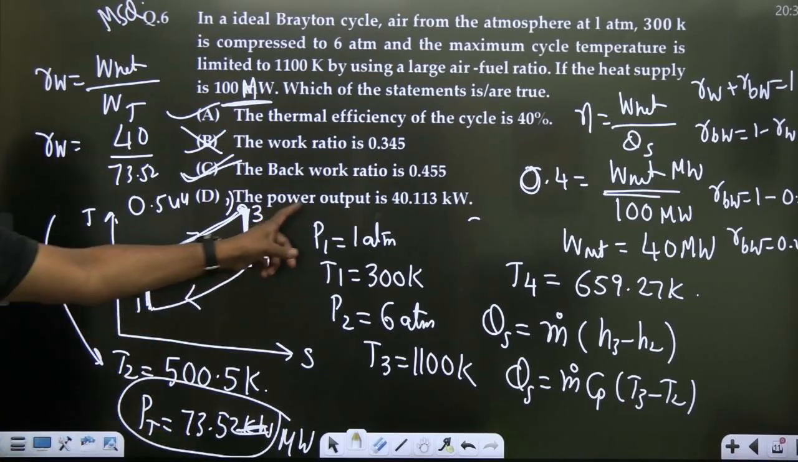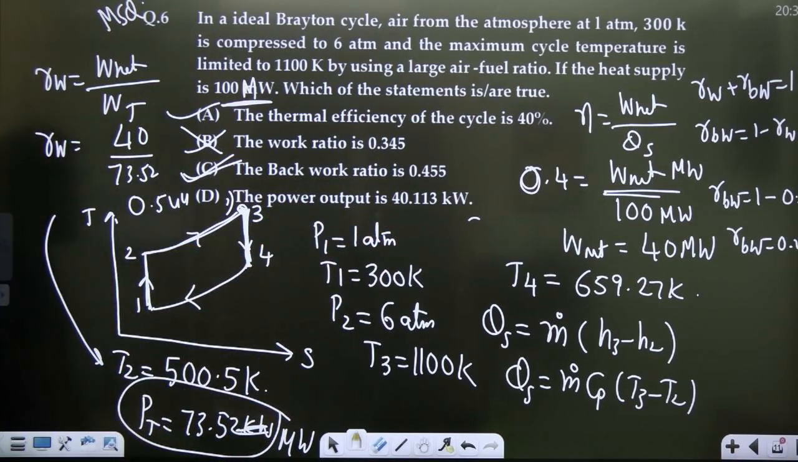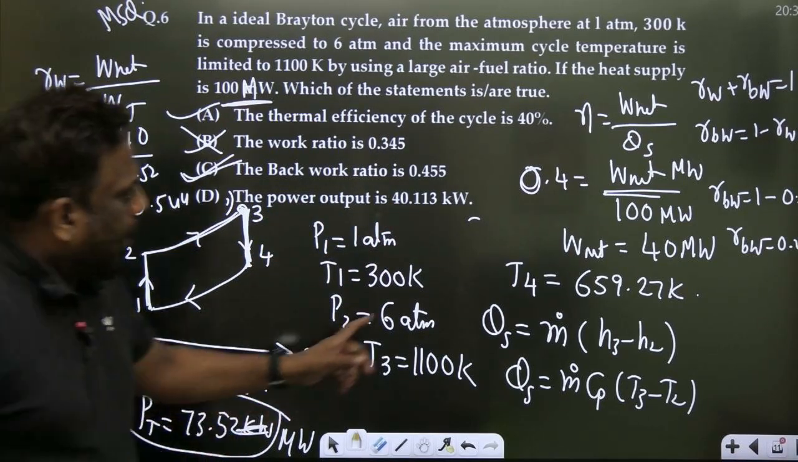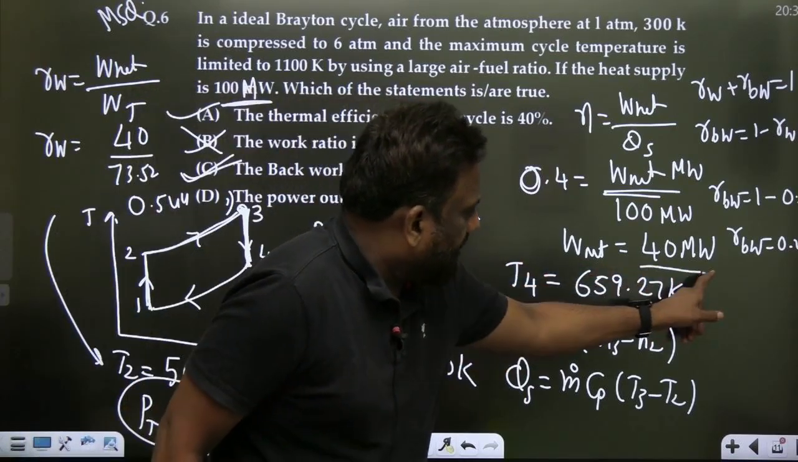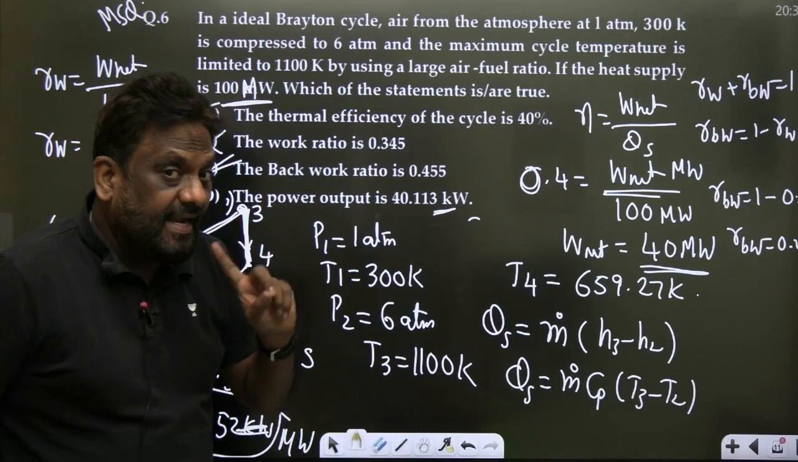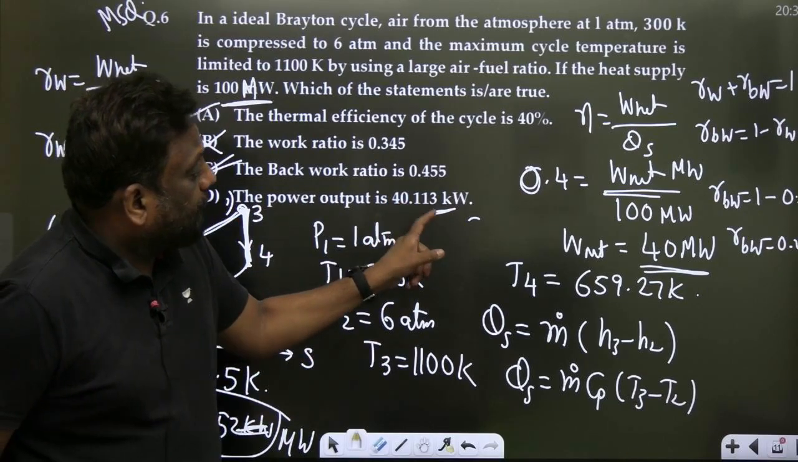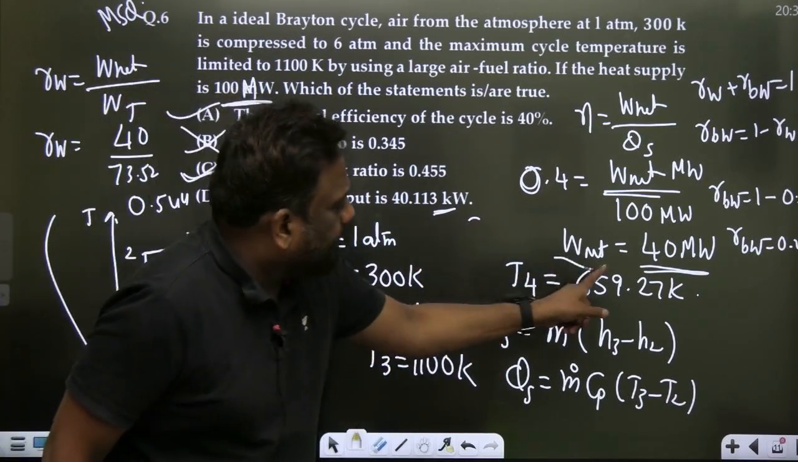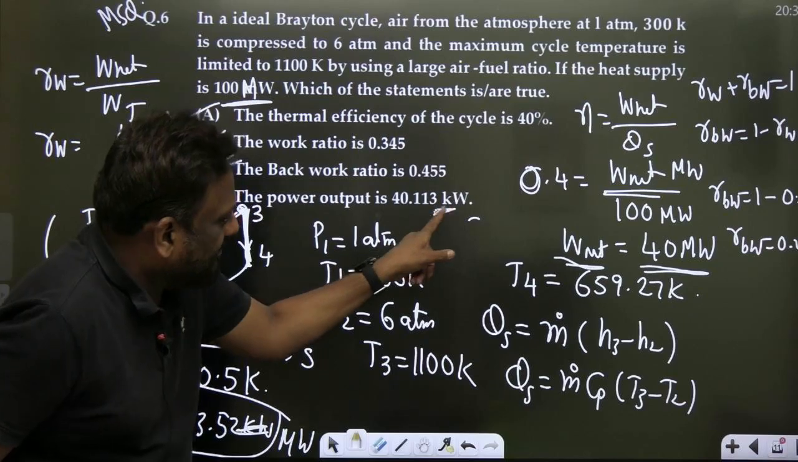Wonderful, sir. The power output is 40. Net power output from the turbine. Yes, the net power output is, listen carefully, 40 kilowatt. Wrong. It is 40.1 megawatt. The net power is 40 megawatt, but this is given in kilowatt.